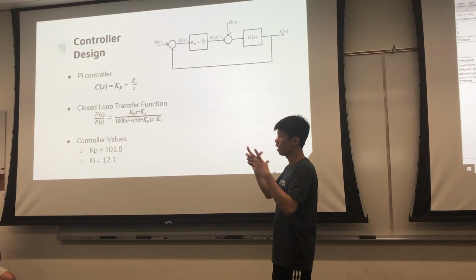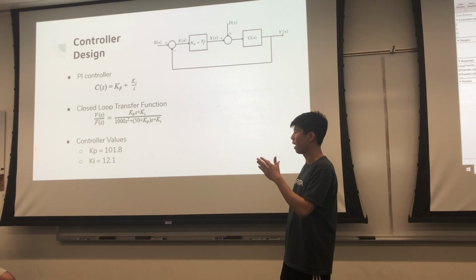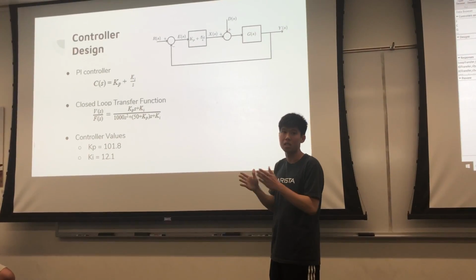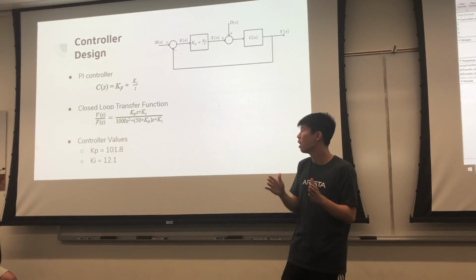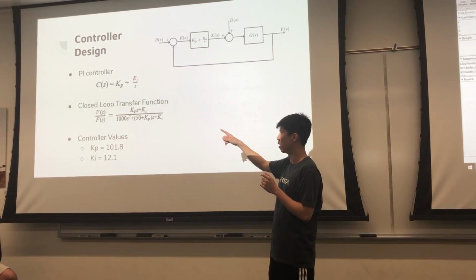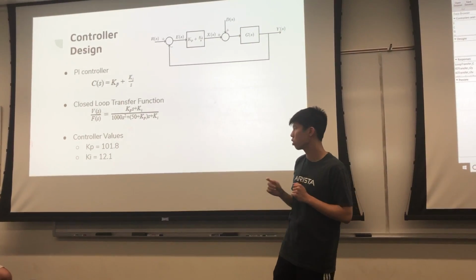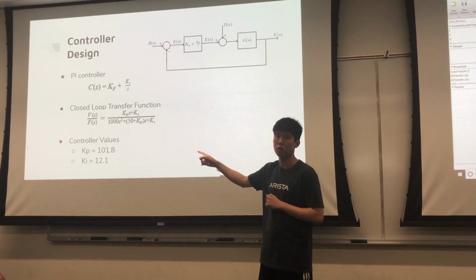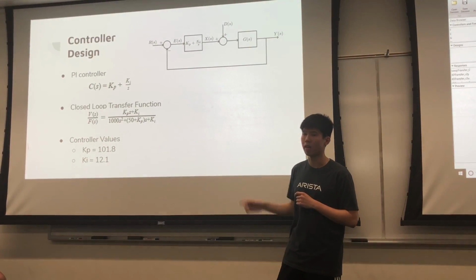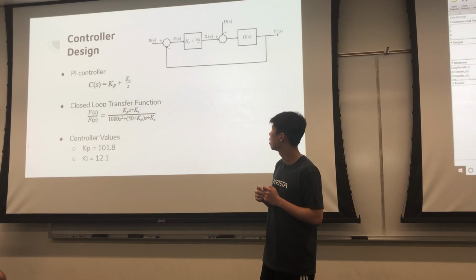And by putting it in that standard form, we can apply our design specifications from the previous slide and use that to calculate the values for Kp and Ki. By doing the hand calculations, we were able to get the Kp value to be 101.8 and the Ki value to be 12.1.